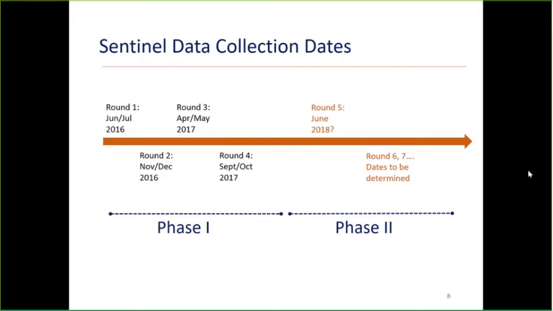But this is just to point out that data collection was done every 4 months in phase 1 and will be more like every 6 months in phase 2. So that just emphasizes the quick turnaround that was needed to take in information and then make it available to our partners.